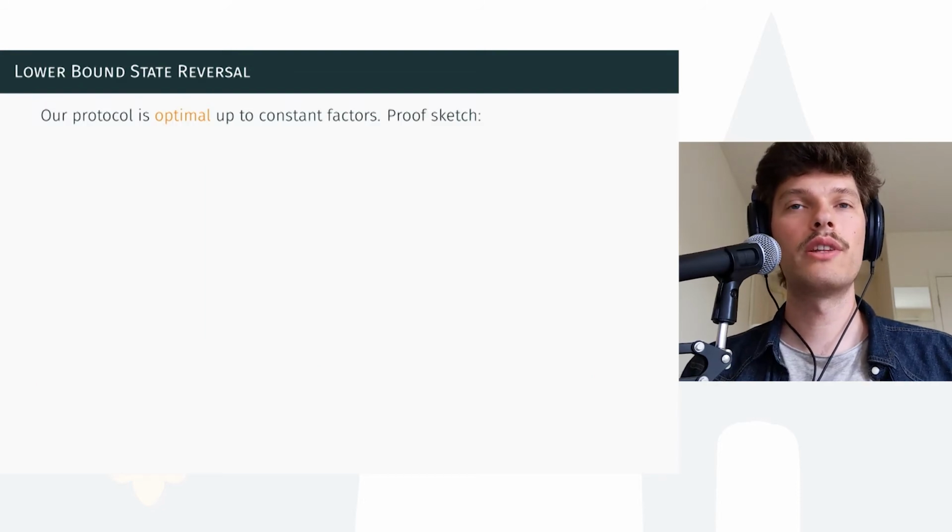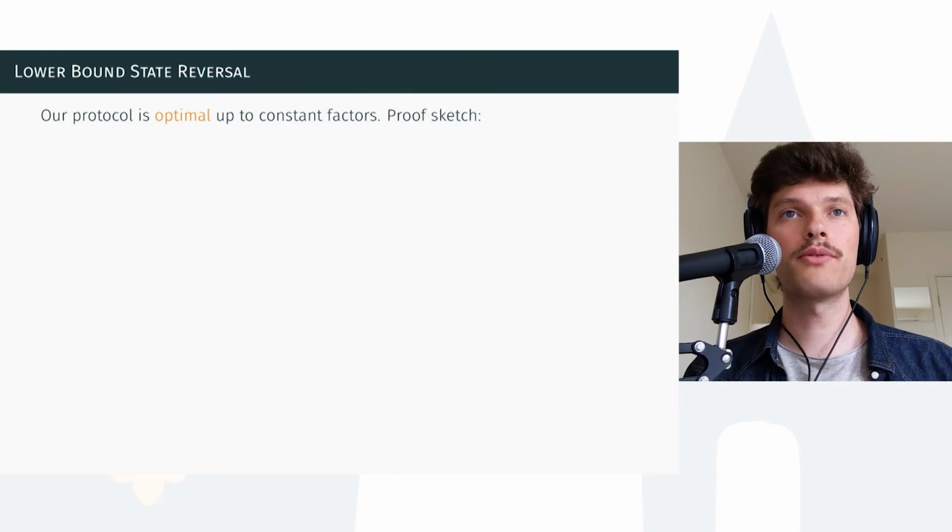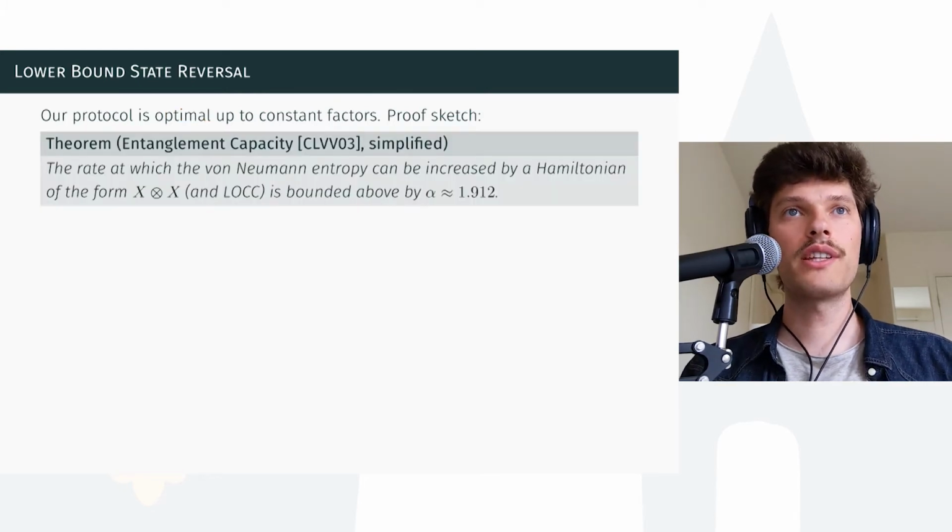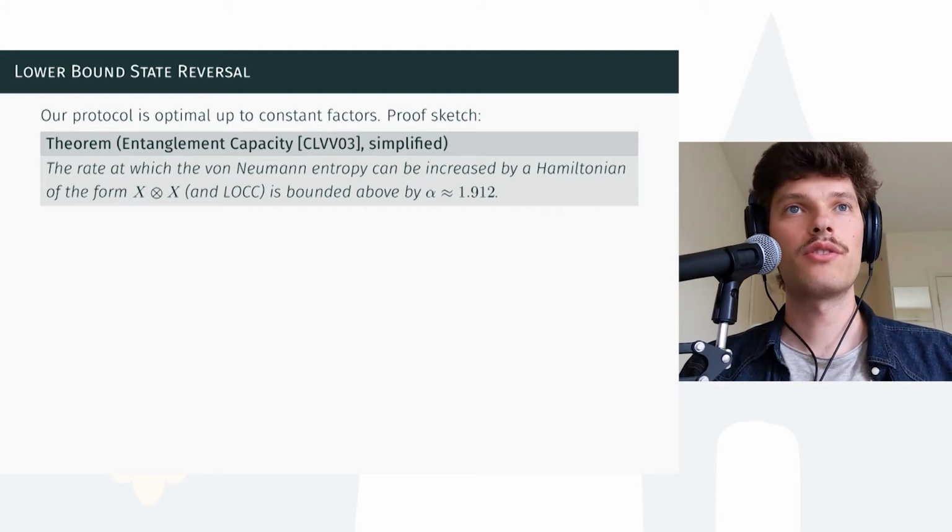We show a lower bound on state reversal that shows that our protocol and also those time-dependent protocols from the previous slide are optimal up to constant factors. Let me sketch a proof in 3 steps. The first thing that we will need is the entanglement capacity theorem. This says that the rate at which the von Neumann entropy can be increased by any XX Hamiltonian and local operations and classical communication is bounded above by a term alpha, which is approximately 1.912.